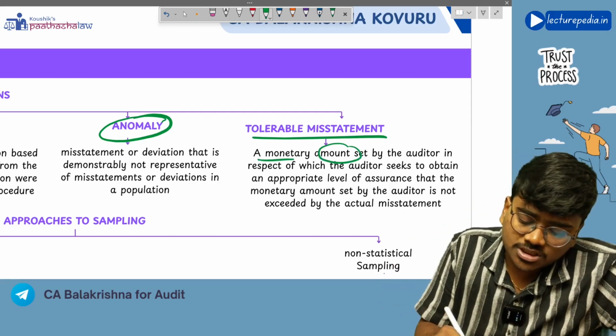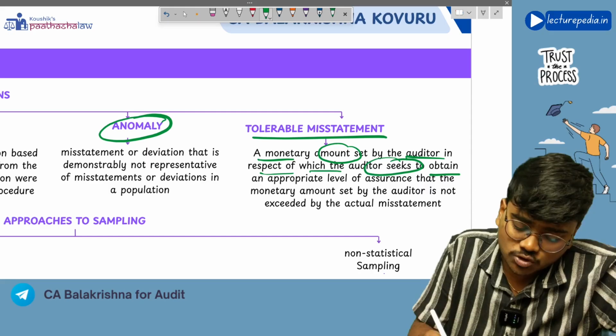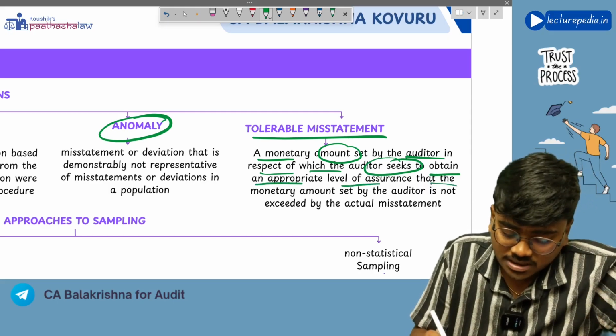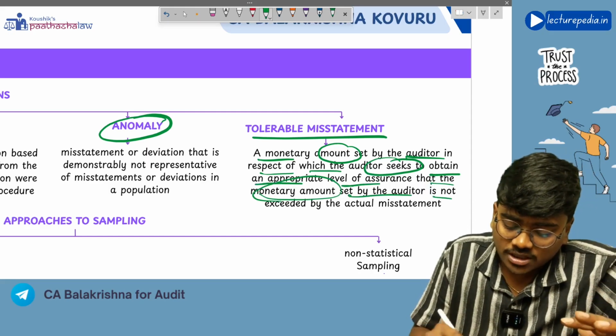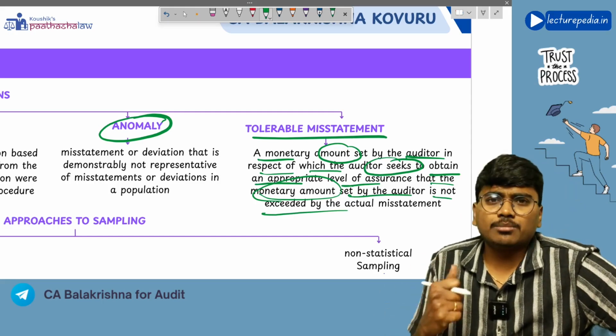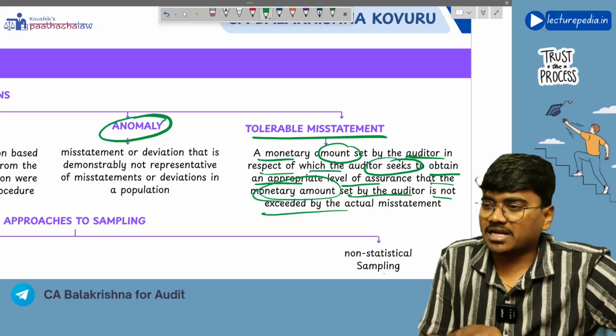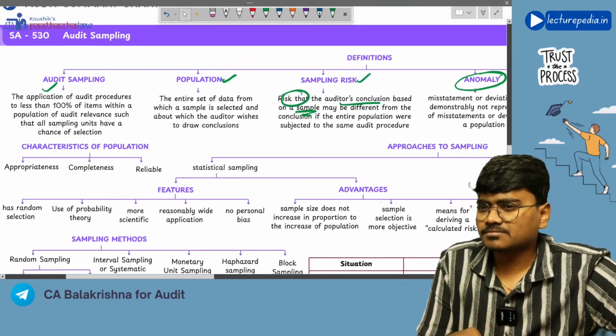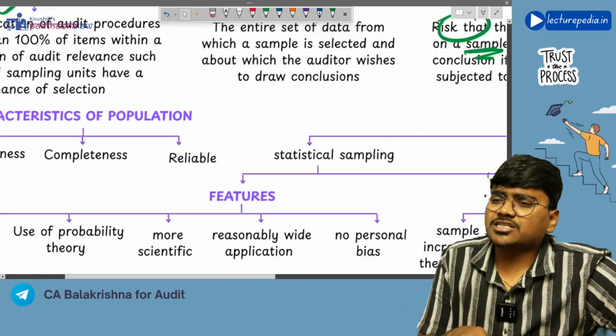See, a monetary amount set by the auditor in respect of which the auditor seeks to obtain an appropriate level of assurance that the monetary amount set by the auditor is not exceeded by the actual misstatement is known as tolerable misstatement, right? Yes, sir.